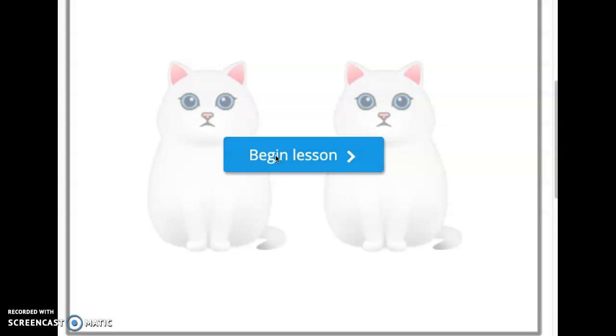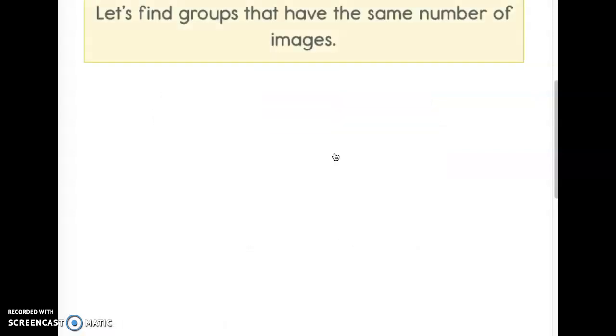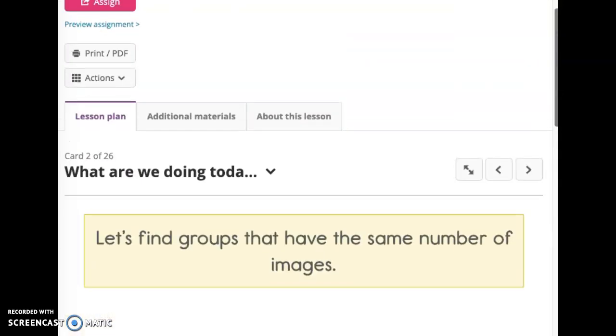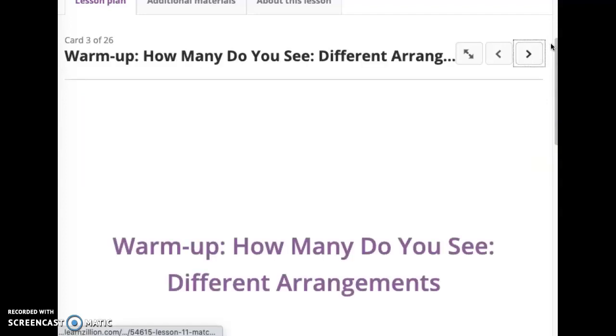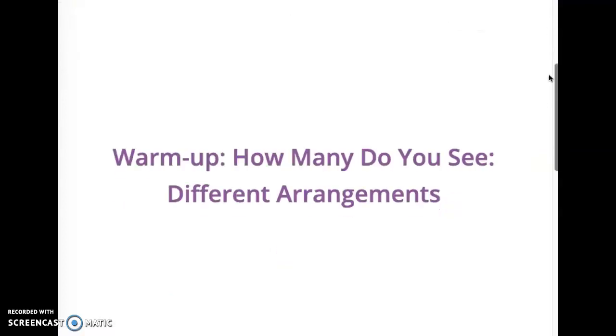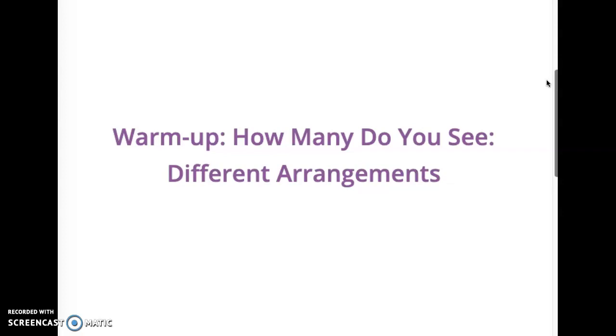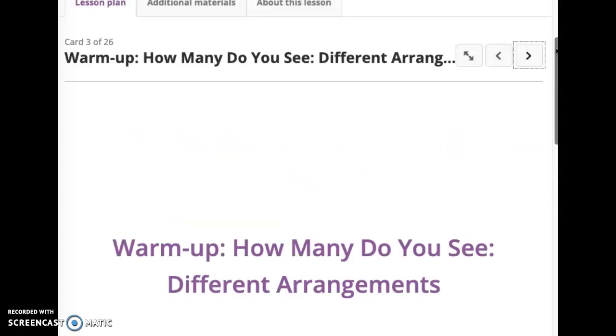This is Illustrative Math Lesson 11, Matching Groups. Let's find groups that have the same number of images. So we're going to start with our warm-up. We're going to start with how many do you see, and these are different arrangements.